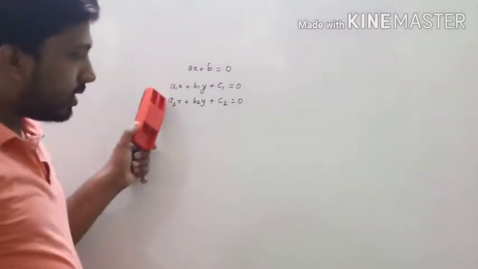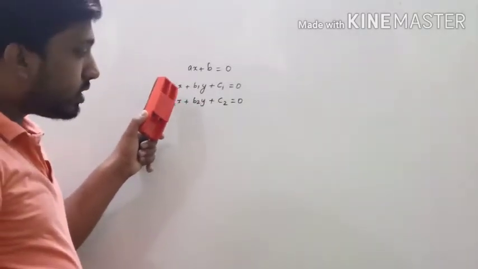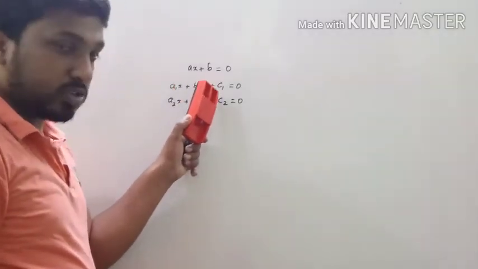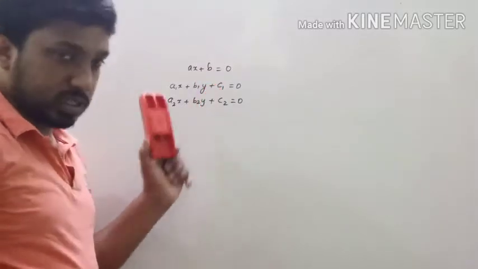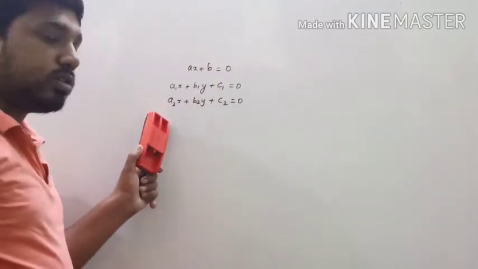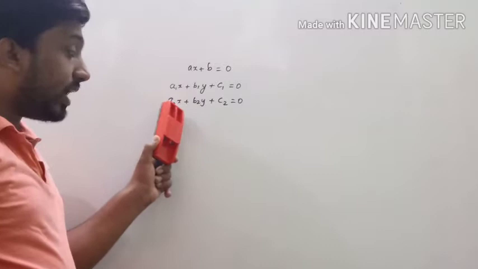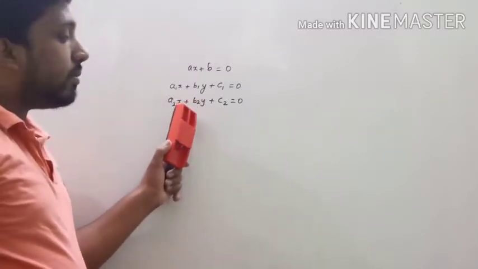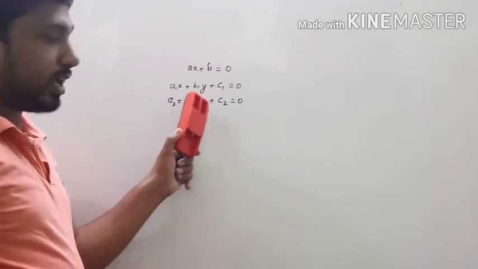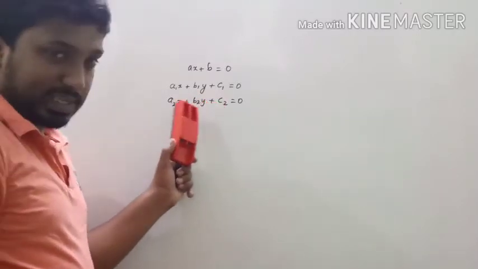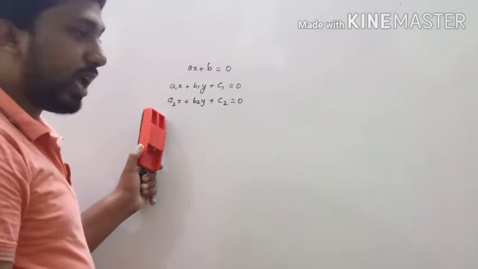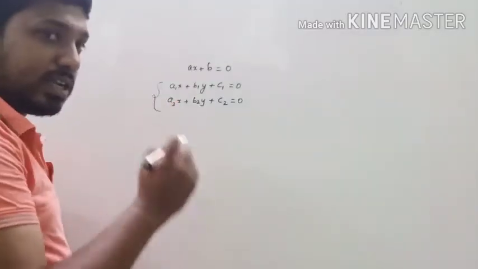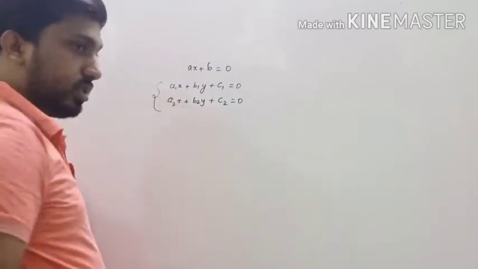Whereas a1 is the coefficient of x in the first equation, b1 is the coefficient of y in the first equation, and c1 is a constant in the first equation. Coming to a2, it is the coefficient of x in the second equation, b2 is the coefficient of y with respect to the second equation, and c2 is also a constant with respect to the second equation. So two equations we will be having. So this is the general form of pair of linear equations with two variables.